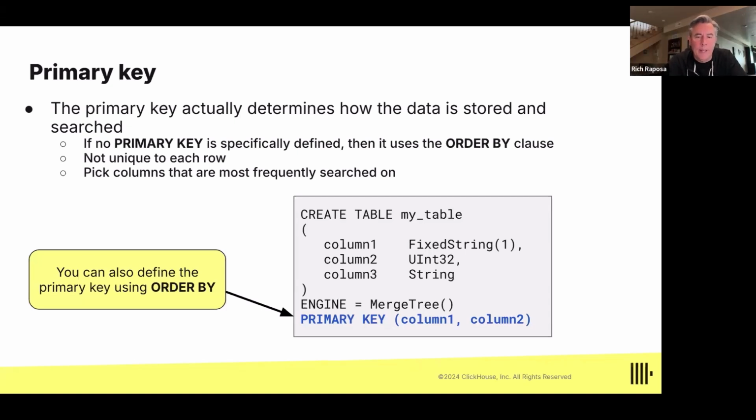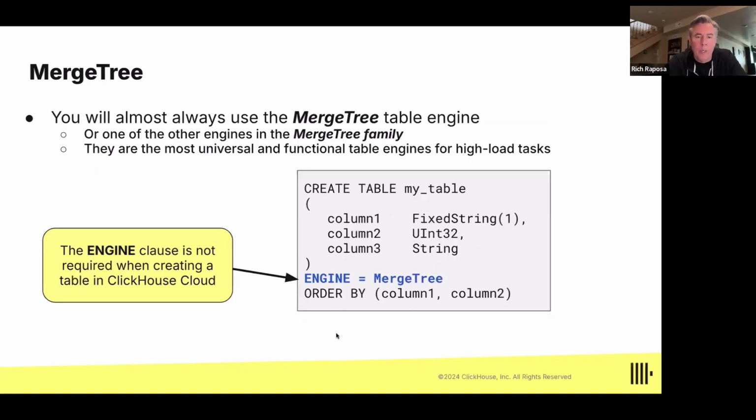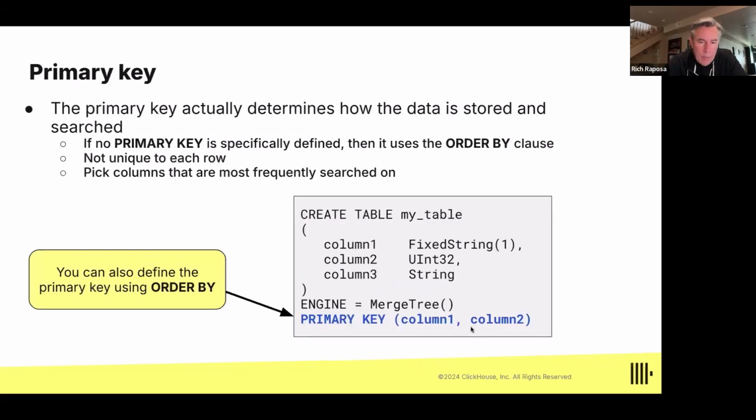If I go back a slide, I had order by column 1 and column 2. Here I put primary key column 1 and column 2. There is no difference at all. It's syntax. Behind the scenes, they would be the exact same table. There is no difference between the order by and the primary key in a merge tree table. And it's not unique. Primary keys in ClickHouse are not designed to be unique. They are not unique at all.